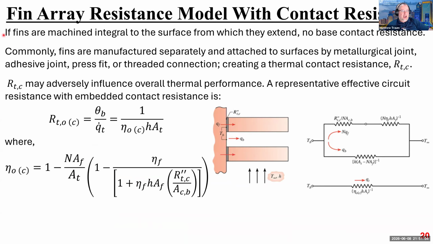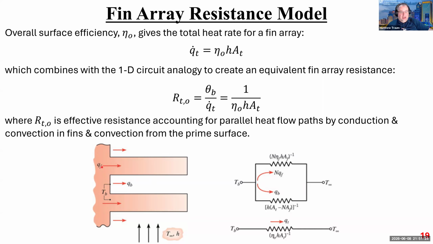So I say here, if fins are machined integral to the surface from which they are extended, no base contact resistance is there, right? So that's this situation where these fins are an integral part of the underlying material. Great for heat transfer, very hard to manufacture, right? I'm not even sure how you would do this. You'd probably turn this thing on a lathe, and then you'd have some kind of anti-fin shaped cutting tool that you would stick in here to make these fins. So very difficult to do that.